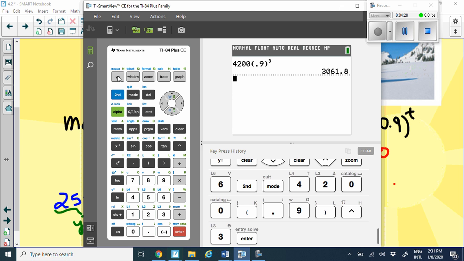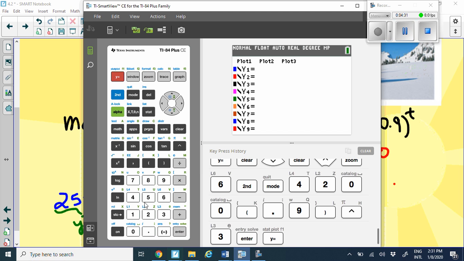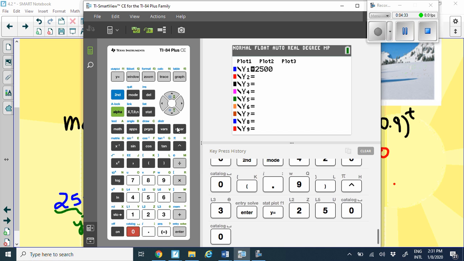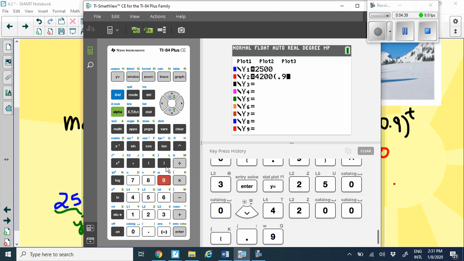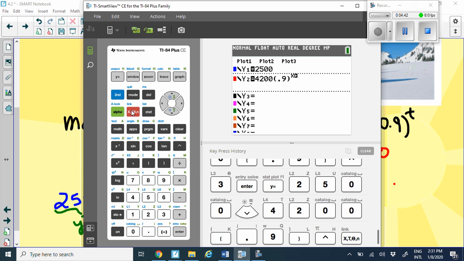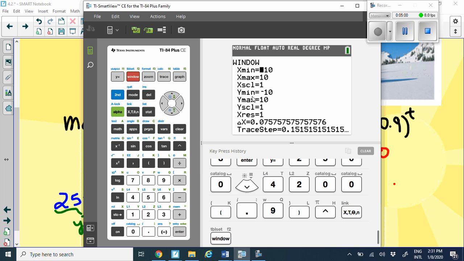So remember, we go to y equals. I'm going to plug in 2,500 as our y1. Then our y2 was the 4,200 times 0.9 to the x, because that's what they use on the graphing calculator. Now we want to be smart because we know we have to change the window, because we're going to have a horizontal line at 2,500 on the y value. So when we go to our window, we probably want to change our y values. I'm going to keep my x the same because usually our answers are between -10 and 10 on the x. If it doesn't work when we graph it, we can always change it later.